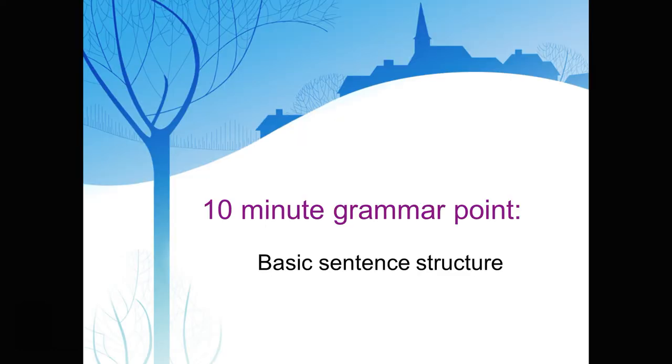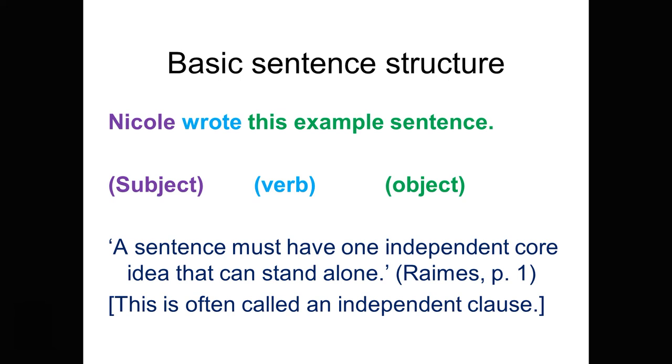Okay, so the 10-minute grammar point, basic sentence structure. Here we've got some basic sentence structure, and the sentence reads, Nicole wrote this example sentence. So there's a subject, there's a verb, and there's an object. It says at the bottom, a sentence must have one independent core idea that can stand alone. This is often called an independent clause. So the idea of this is that we break down different parts of the sentence. We have Nicole as the subject, we have wrote as the verb, and we have this example sentence as the object.